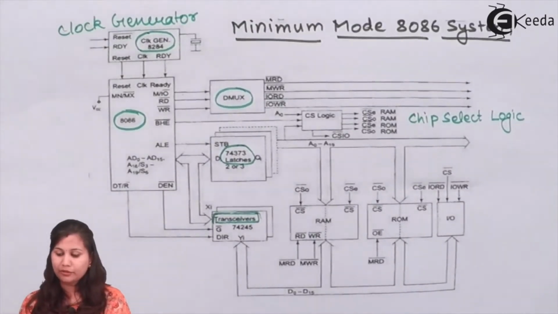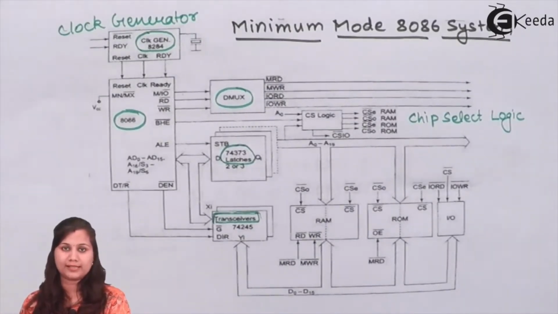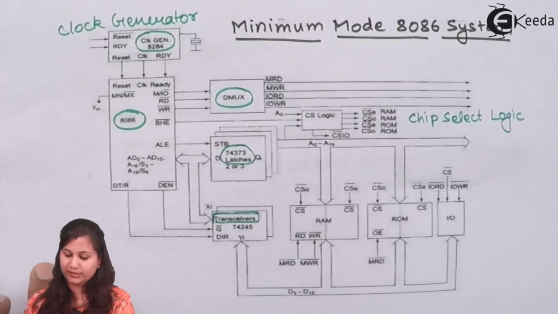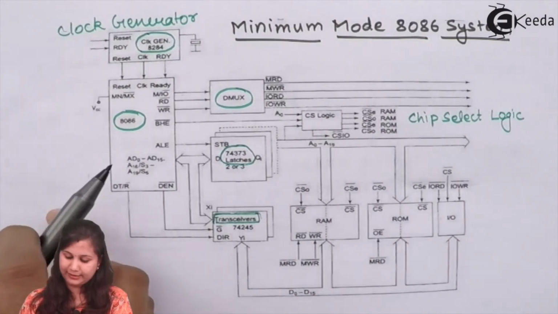Now let us come to the working of this minimum mode system, how the microprocessor works in it, what are the various clock cycles involved in it. Let us see.